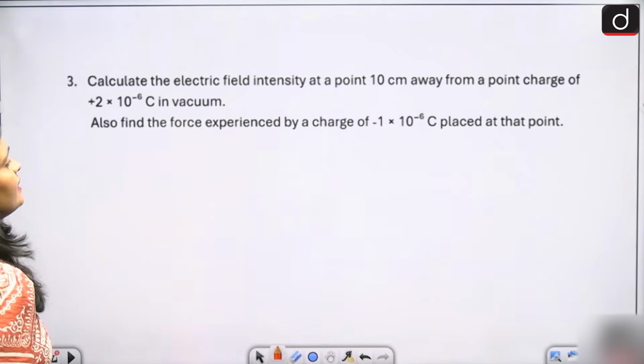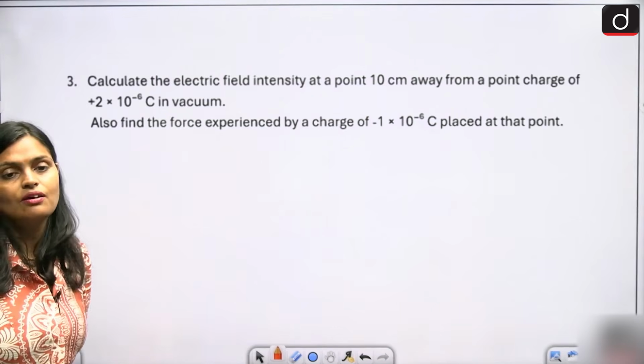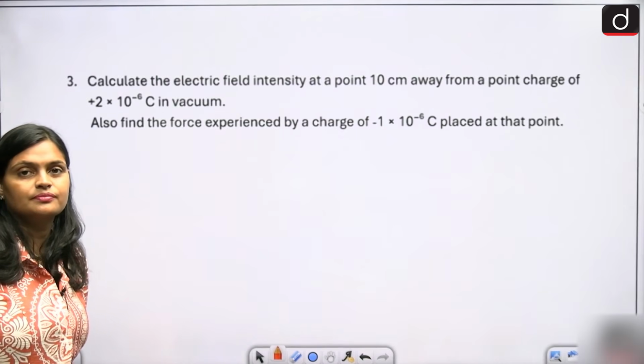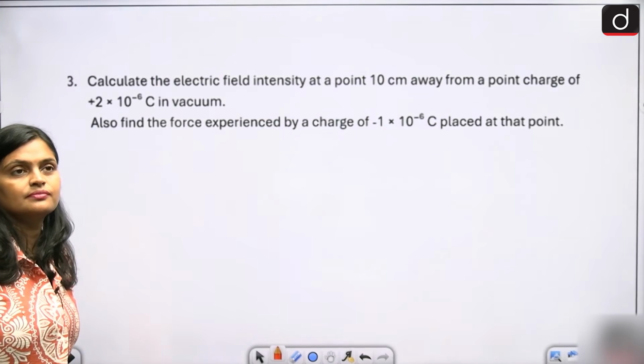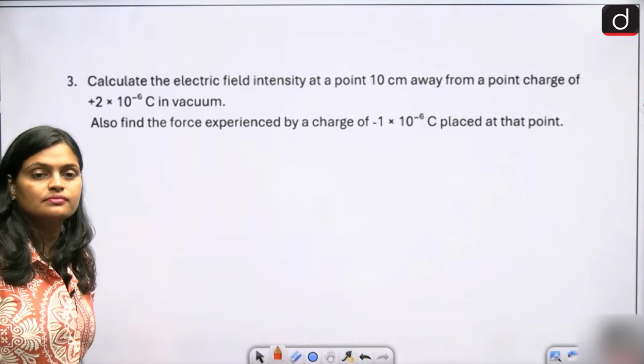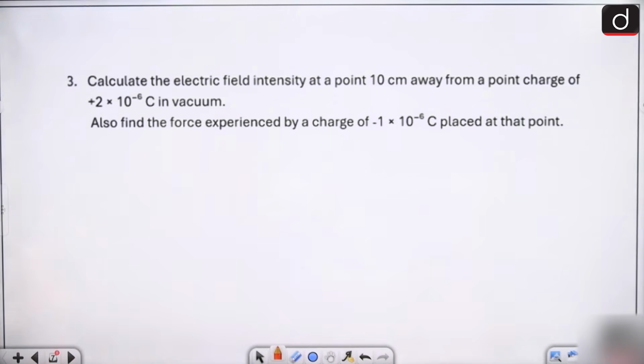Calculate the electric field intensity at a point 10 centimeter away from a point charge of 2 into 10 to the power minus 6 coulomb in vacuum. First, same thing, write down the given values.